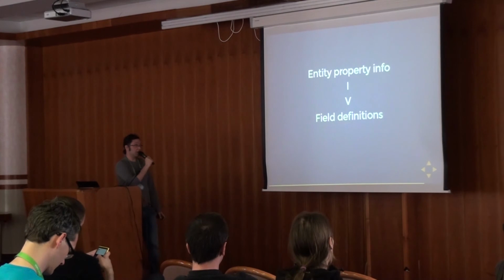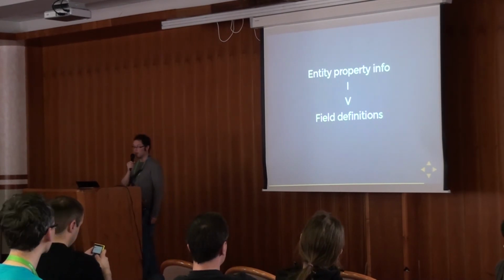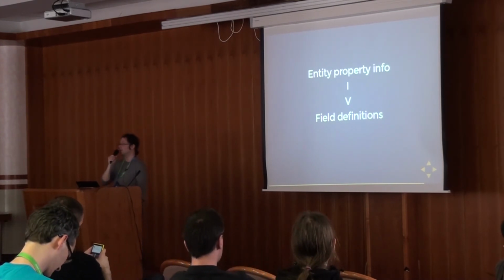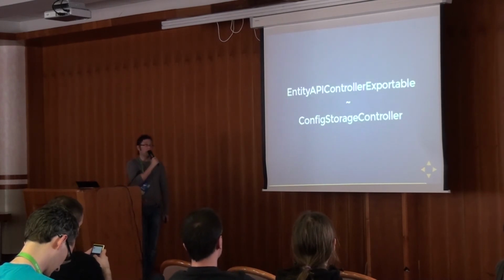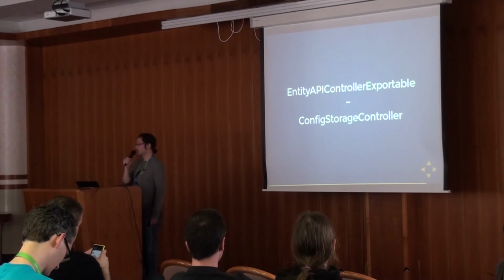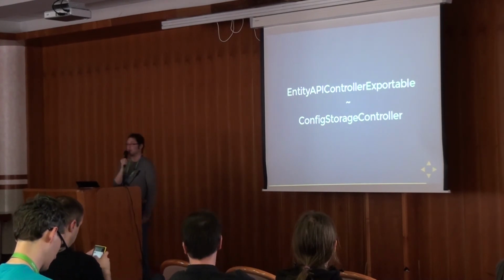Then there is the entity property info system of Drupal 7, hook entity property info if you know it. It's also deprecated by all the field information and field definitions that we have in Drupal 8. Then there has been a dedicated controller class called Entity API Controller Exportable, which does something similar to configuration entities in Drupal 7. So that's totally replaced by the configuration entity system.